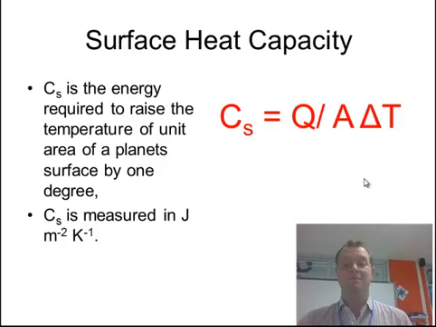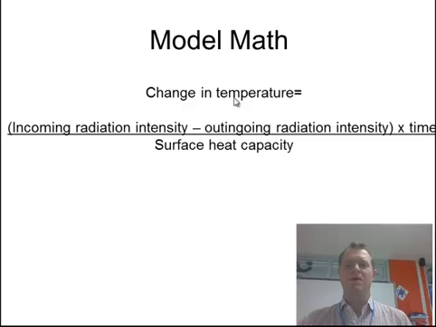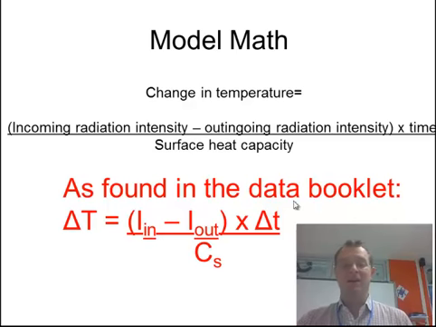So now let's fit it into an equation where we're looking at the energy coming in and out of this system. So the maths which is going to fit into our model. We reckon the change in temperature should be equal to the incoming radiation intensity, so that's the radiation from the sun, minus the outgoing radiation intensity. Now we're subtracting there because there's a difference, so there's some residual energy, but we need to multiply that by time to give us a total amount of energy, and then divide that by the surface heat capacity, and that, as shown in the data booklet, equals the total temperature change. So intensity in minus intensity out, times period of time, divided by the surface heat capacity.